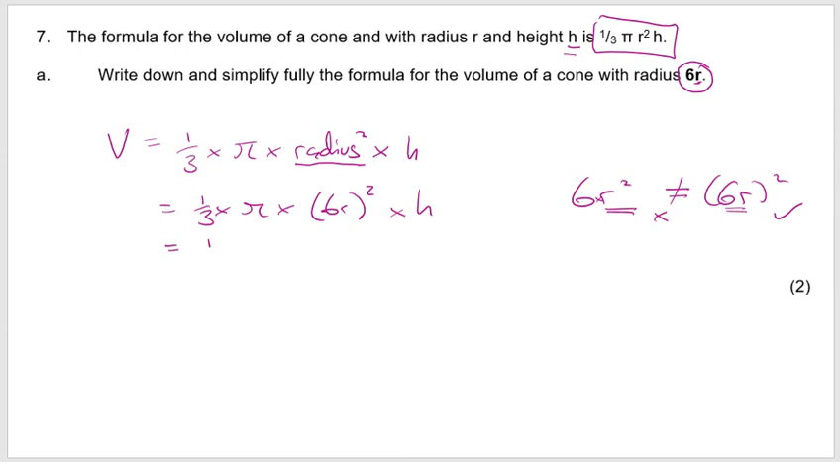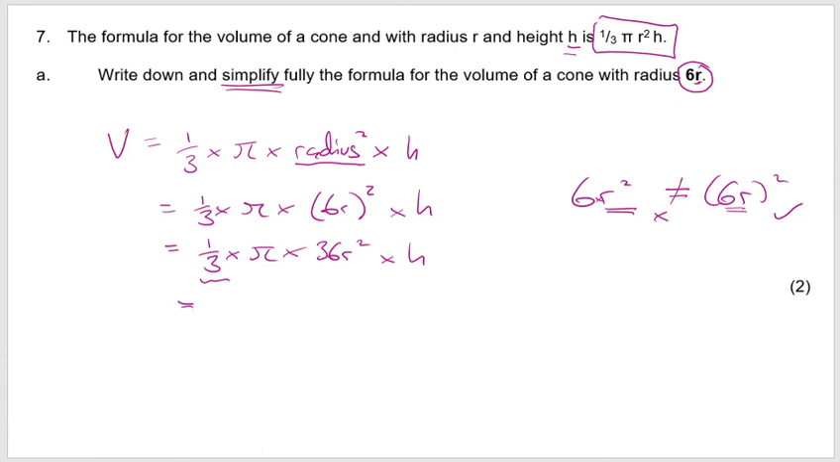Okay, so let's tidy that up a little bit. So 1/3 times pi times 6r times another 6r. A couple of 6's multiplied together gives us 36. A couple of r's multiplied together gives us an r squared, times h. Okay, can we collect anything here? Well, everything has just been multiplied, so we can choose anything that can potentially be brought together to be simplified. We are looking to simplify fully.